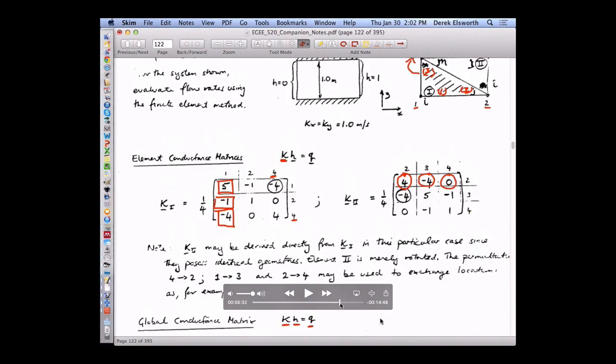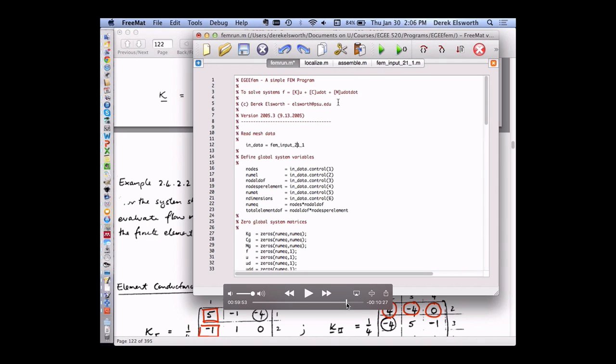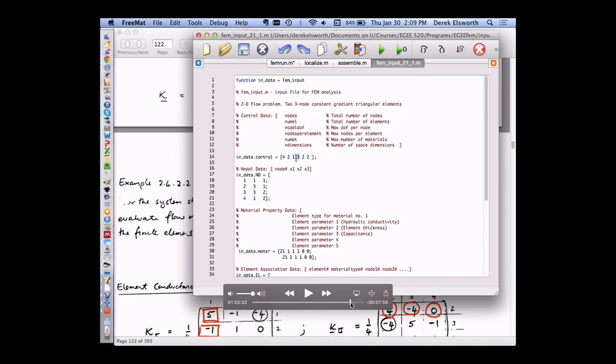and solves a particular problem just for a very simple problem for Darcy's law.